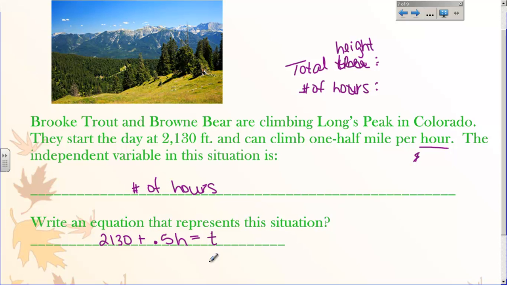Well, I don't have an X and a Y here, but I could replace them. I could say this was X and this was Y. And so I would say 2,130 plus 0.5X is equal to Y. So the total height that they climb depends on how many hours that they climb. So that's independent and dependent relationships.